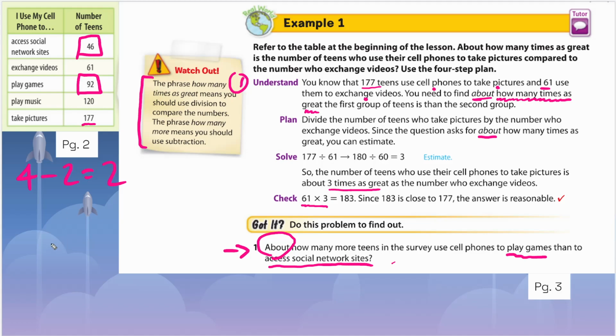So 92 is about 90. 46 is about 45. We're subtracting, so the answer is 45. 45 more teens.